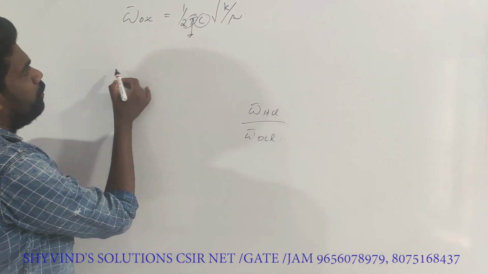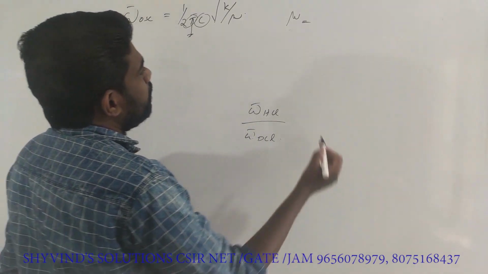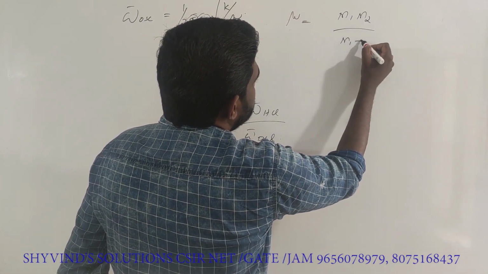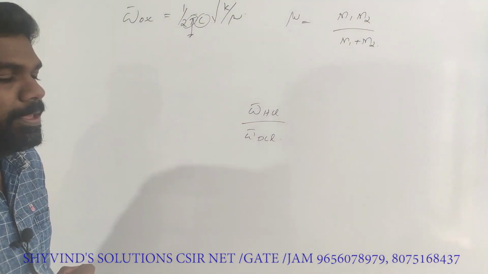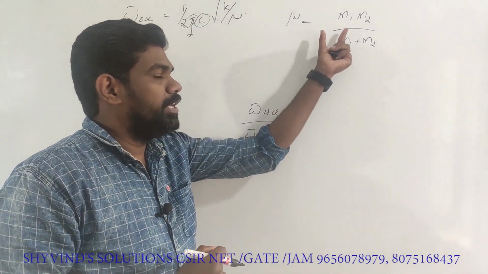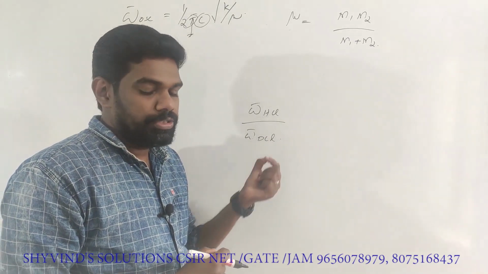So what is the value of mu? Mu is given by mu equal to m1 m2 divided by m1 plus m2. m1 and m2 are the mass of each atom. For HCl, mass of hydrogen and mass of chlorine, that is m1 and m2. For DCl, it will be mass of deuterium and mass of chlorine.